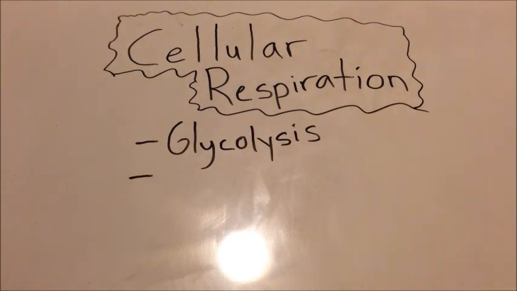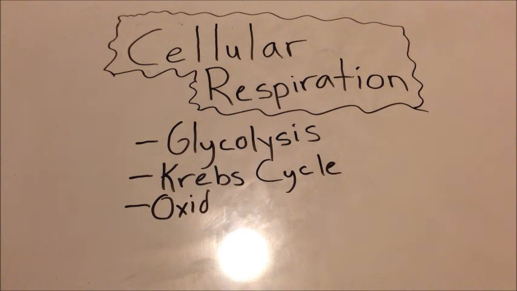Cellular respiration has three cycles: glycolysis, Krebs cycle, and oxidative phosphorylation.